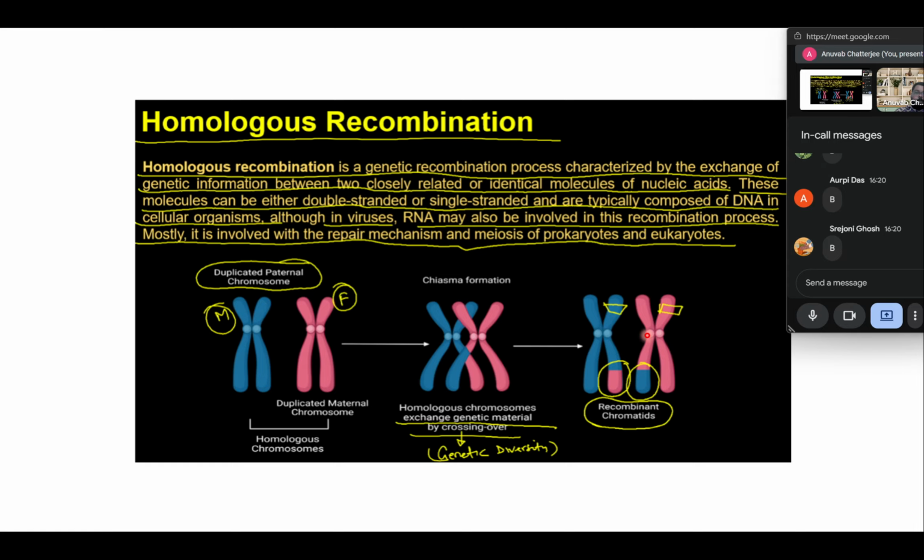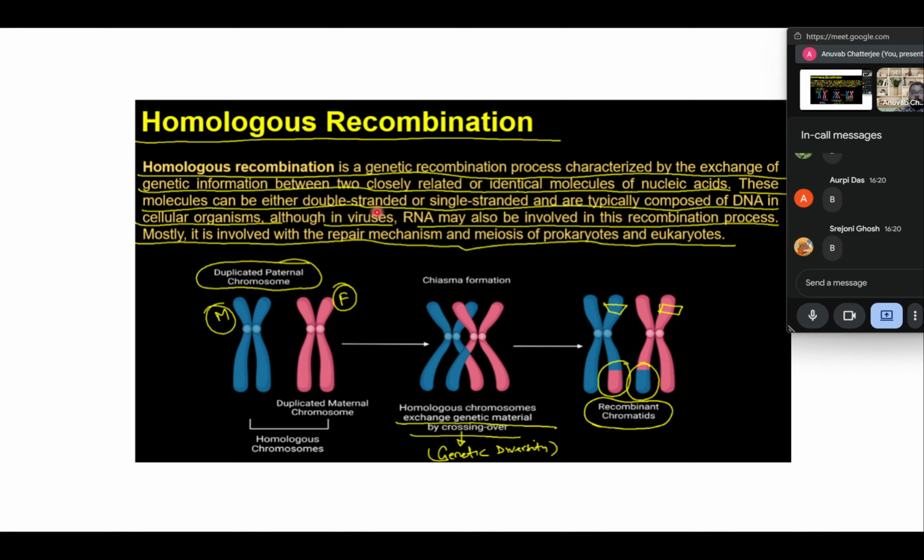So, what is homologous recombination? As I said, all of us have two copies of each chromosome, and this helps out a lot if one of the single strands of one of the chromosomes is broken. You can just look at the corresponding second chromosome and fix it just by looking at the other chromosome, and that is why having two chromosomes helps us a lot. So, homologous recombination is a genetic recombination process characterized by the exchange of genetic information between two closely related or identical molecules of nucleic acids. So, closely related or identical molecules, the other chromosome essentially is what helps out the most.